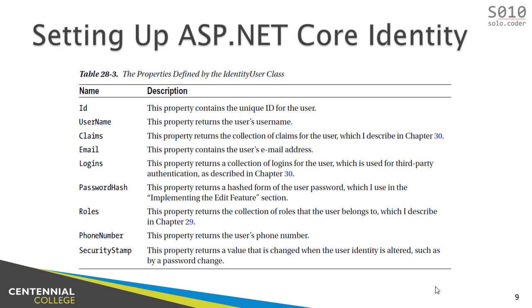Now, let's have a look at this. Our identity user class has a lot of properties. It has ID, which we saw, that big GUID. It's a unique ID, so it's not a number. I think it has 4 segments of 4 characters each, so it's quite a unique ID. We have a username, email, the password hash, and roles.